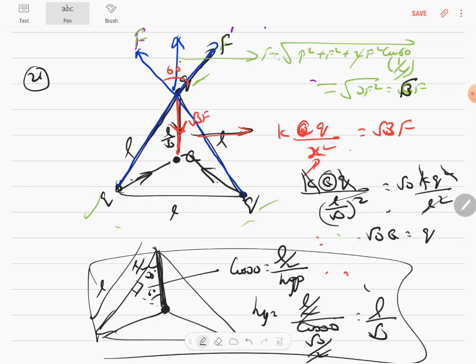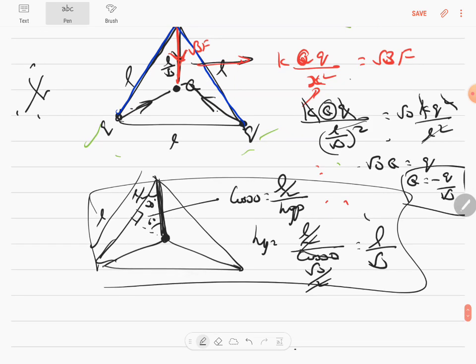And it has got to be negative charge. The capital Q has to be minus q by root 3. It's a very, very important sum, such a beautiful sum, where you should remember that from this vertex to the centroid, this distance is L by root 3, then you're sorted. You can do the sum very fast.